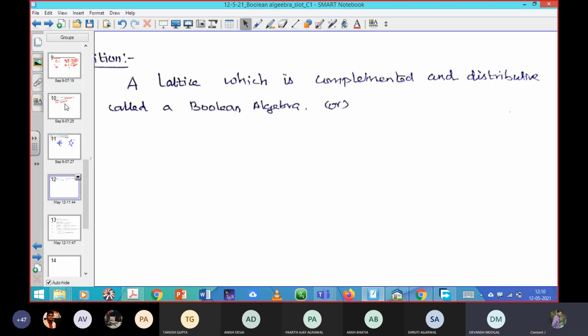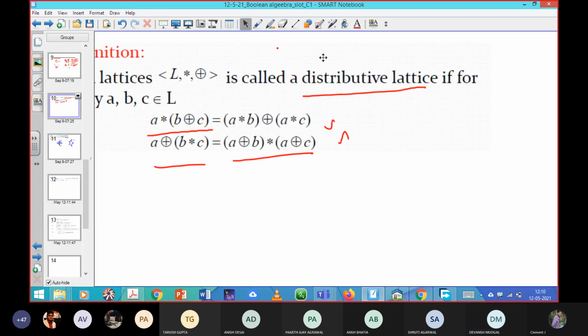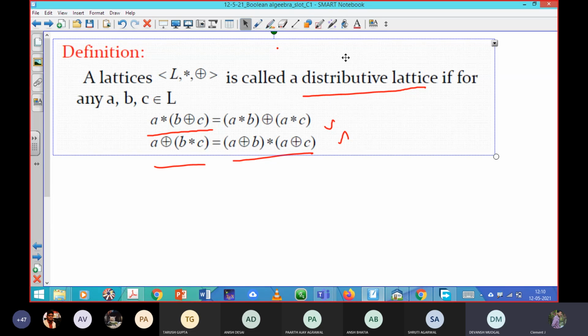So you didn't teach it? Sorry. Yes, we have already taught this. Can you share the slide? Yes, sir, it's visible.